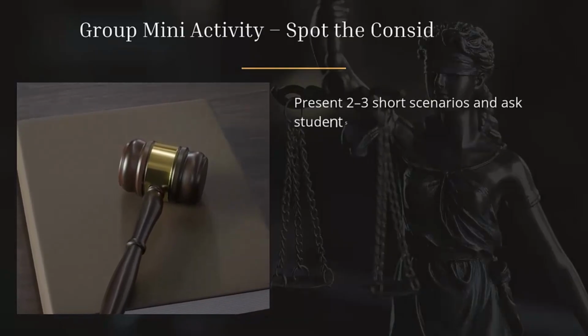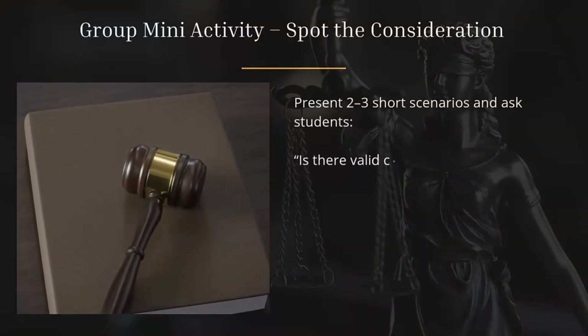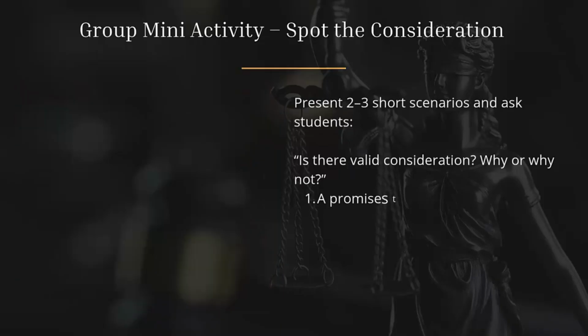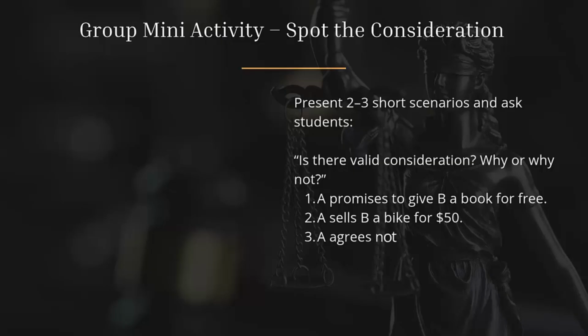Group mini activity. Spot the consideration. Present two or three short scenarios and ask students: is there valid consideration? Why or why not? A promises to give B a book for free. A sells B a bike for $50. A agrees not to sue B in return for $200. Discuss answers briefly.